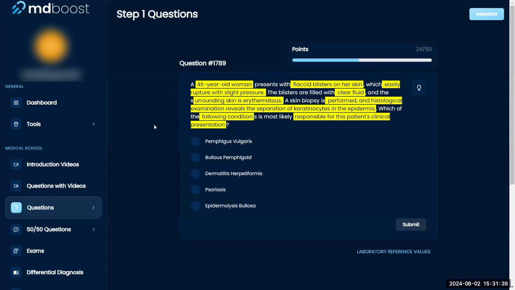She has these blisters. The key thing here is separation of keratinocytes within the epidermis, so it's not like the hemidesmosomes or desmosomes. Not psoriasis. It stays in the epidermis. I'm going to get rid of pemphigus vulgaris and bullous pemphigoid.